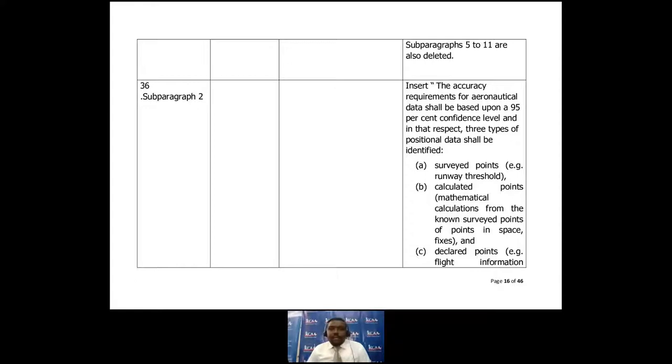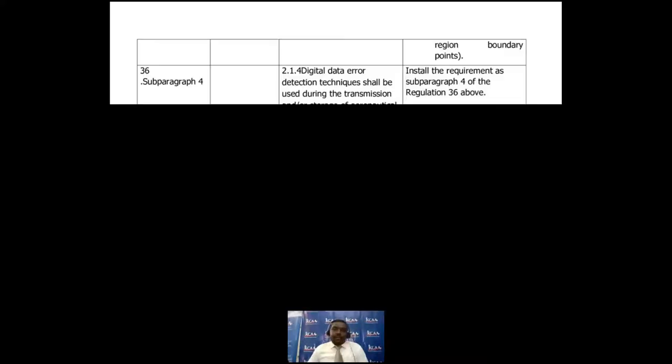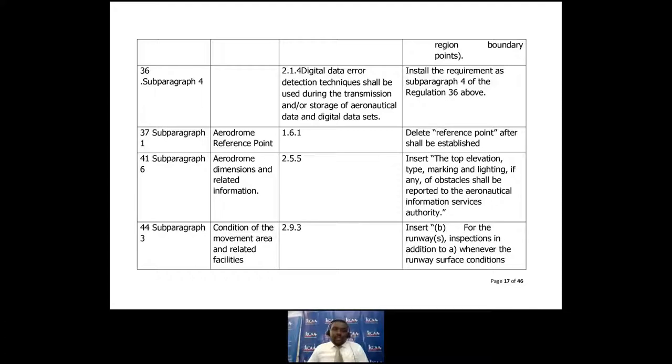So we insert, that is on regulation 36, sub 2, the accuracy requirement for aeronautical data shall be based upon a 95% confidence level. And in that respect, three types of position data shall be identified: the surveyed point, calculated points, and then the declared points. Regulation 36, sub-regulation 4, digital data error detection techniques. This was a new requirement, and it was introduced in subparagraph 4 of regulation 36.